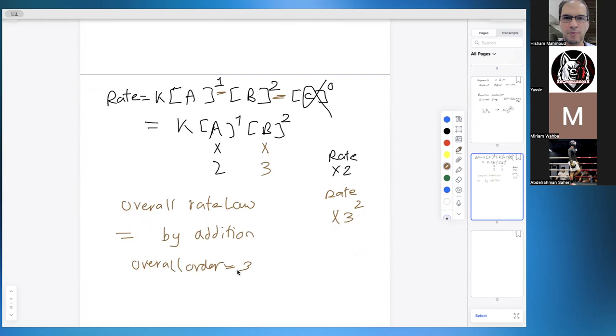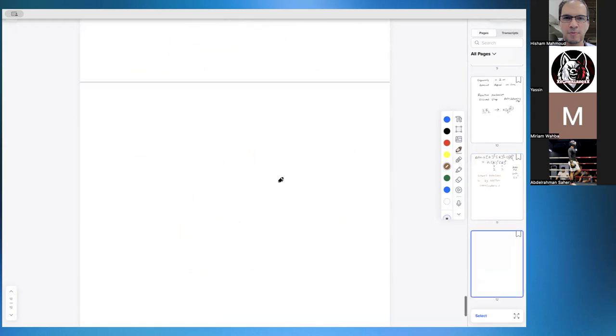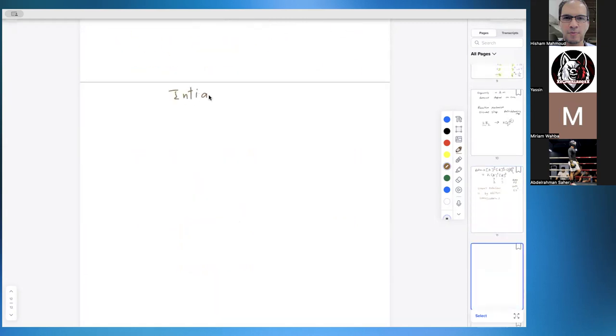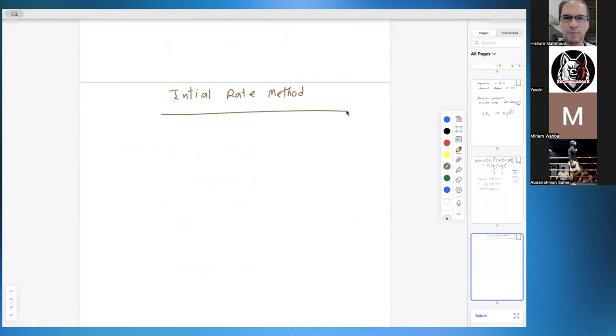Okay. So I can use something called the initial rate method. What is the initial rate method? I can find the changes that happen in the rate of the reaction depending on the initial concentration. It's called the initial rate method because it depends on the initial concentration. You see what the initial concentration was and what it became.